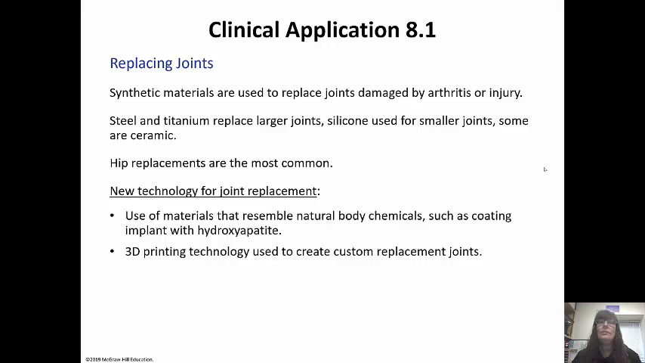We do have new technology, so we use materials that resemble the natural body chemicals. We can coat the implant with hydroxyapatite, for example. 3D printing technology is also used to create custom replacement joints.